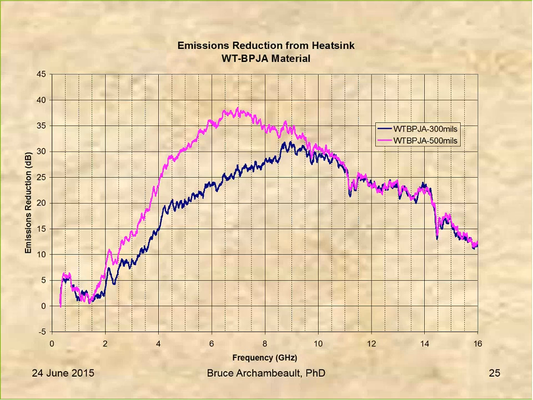This is, again, a particular type of material from our technologies, and the y-axis is how much the emissions are reduced. So we want these numbers to be higher, and you can see that if we have 500 mil wide material, we get more emissions reduced, as much as 35 dB. And when we went with a smaller amount of material, we still got over 20 dB. You notice also that down below a few gigahertz, there's not much happening.